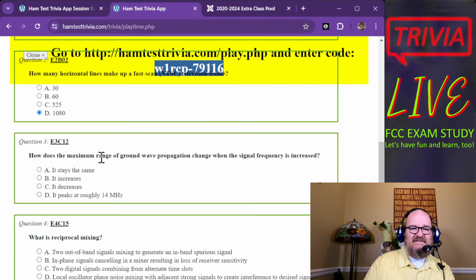How does the maximum range of ground wave propagation change when the signal frequency is increased? I'm pretty sure that it decreases.